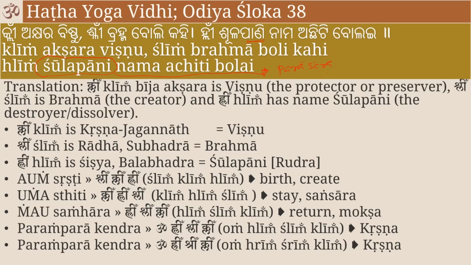So now in this particular shloka, the clarification is being given of what is what. So the preserver, Sthiti Karaka, is Kling. The Shlim is Radha or Subhadra, and that is also Brahma, the creator. This is the preserver. And Hling, Shishya, is the Balabhadra Shulapani, the destroyer.